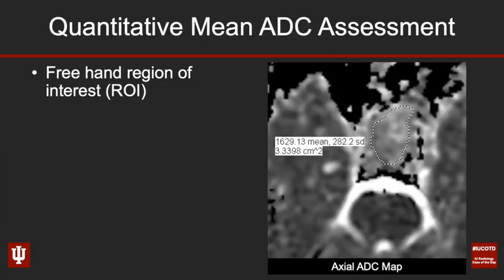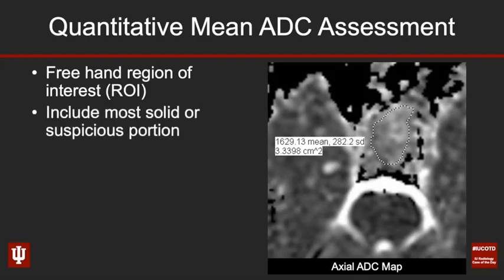So here's how it works, and this is based on multiple prior papers. This is sort of the accepted way of doing this. When you do quantitative mean ADC assessment, you make a freehand region of interest about the lesion in question. And you want to include the most solid or suspicious parts of the lesion, sparing the peripheral 1 to 2 millimeters because you may get some partial volume averaging of adjacent structures.